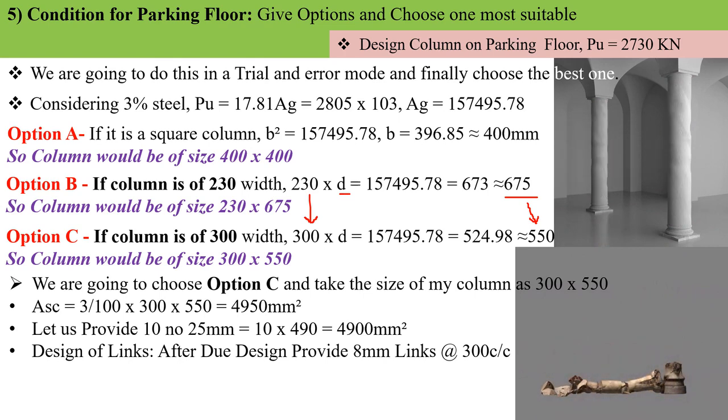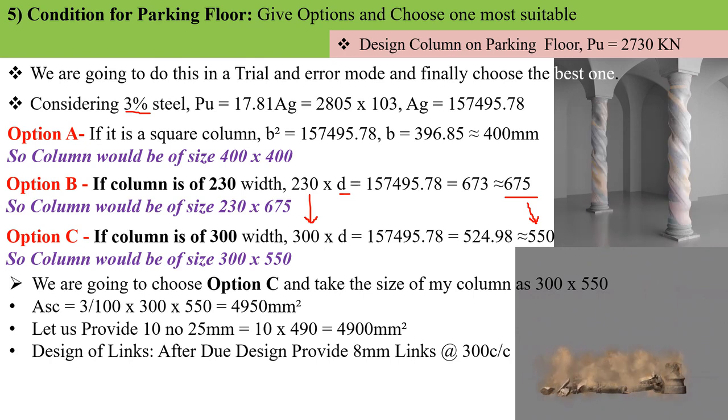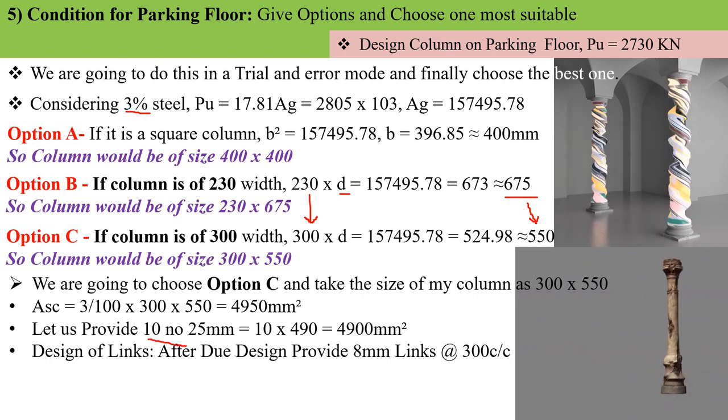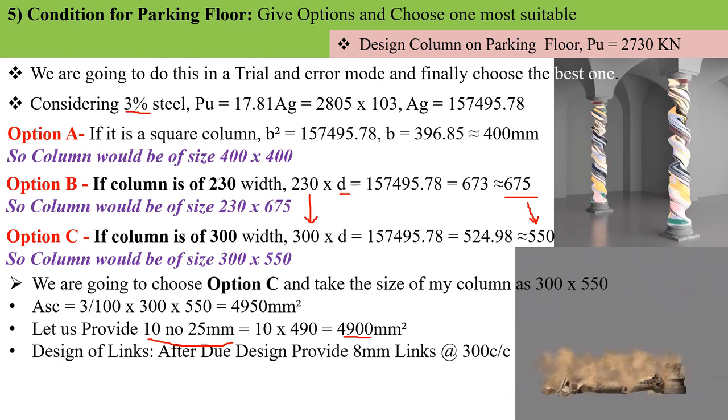So when I'm choosing option C, the percentage of steel I have already considered, that is 3%. So 3% of the gross area, 300 by 550, I'm getting 4,950 mm square. By trial and error method, I get to know that if I provide 10 numbers of 25 mm dia, I'm going to get an area almost equivalent to that, that is 4,900 mm square. So now design the links.